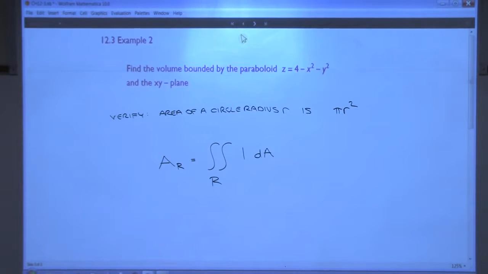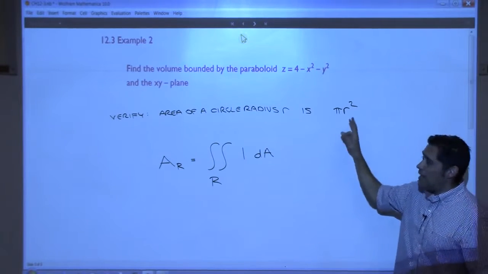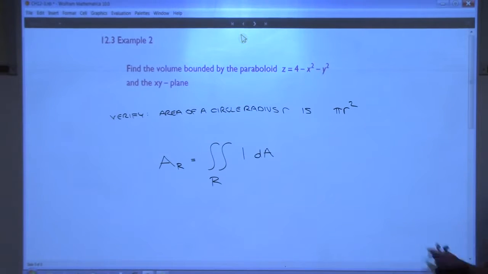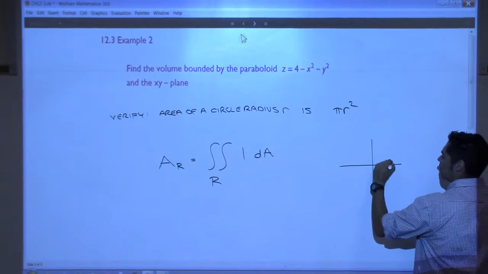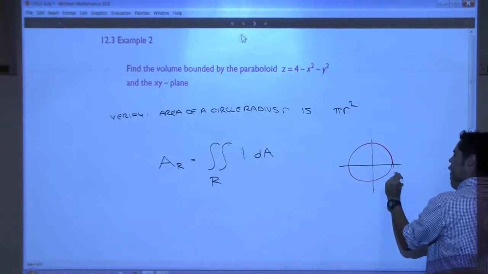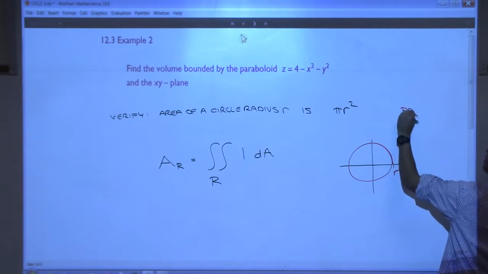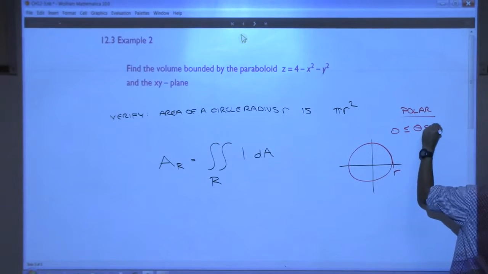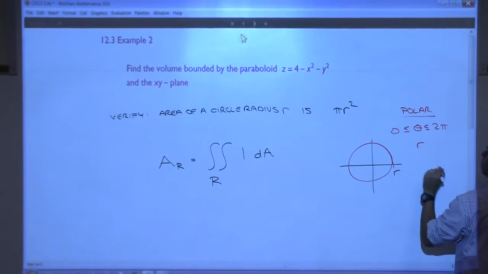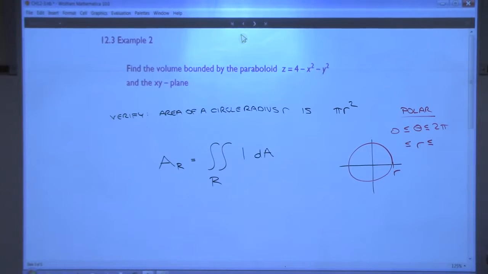Okay, what I want to do is find the area of a circle, right? So the region, that's going to be my region. So let's draw it. An arbitrary circle, radius r. That would make a wonderful polar region, wouldn't it? In fact, in polar, my restrictions would be very nice. Theta's between 0 and 2 pi, and r's, ooh, this is r. R is between, we have trouble here. Do you see the trouble we have?